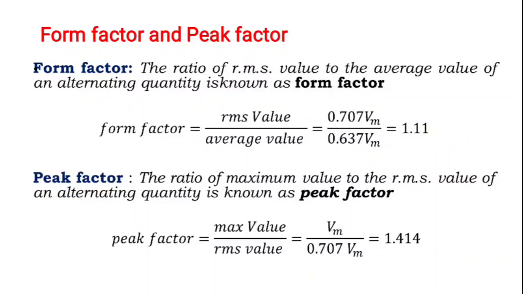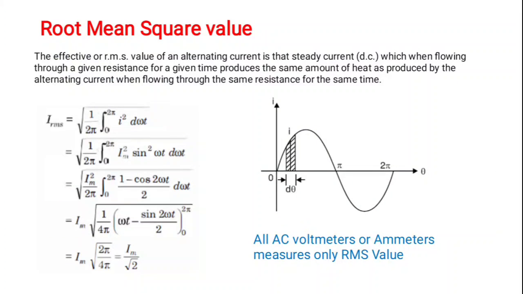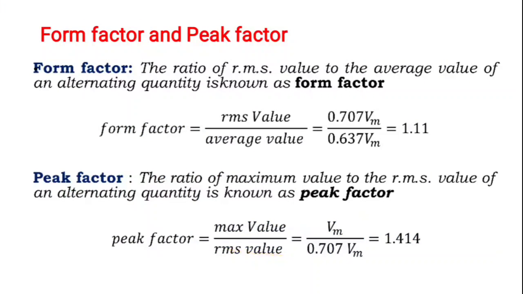Then the peak factor is calculated as the ratio of the maximum value to the RMS value. The maximum value is Vm, the RMS value is 0.707 times of Vm. 1 by 0.707 is 1.414, Vm gets cancelled. So remember the two values of peak factor and form factor. The form factor is always 1.11 and the peak factor is always 1.414.